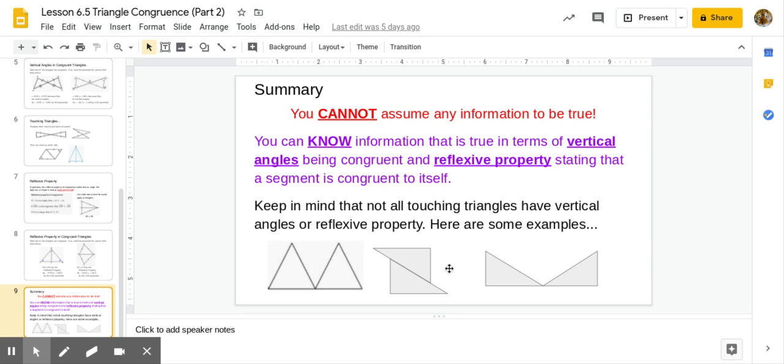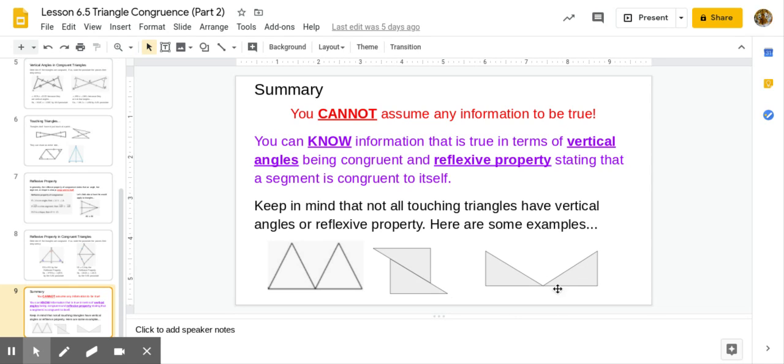There's 3 examples down here. They're touching, but these are not vertical angles. Remember, vertical angles have to be 2 straight lines. This is a line on the bottom, a line here, and a line here. That's 3 angles or 3 lines coming together, not 2. These have a shared side only in that little portion right there where they touch, but that's not reflexive property to go all the way down to the corner.